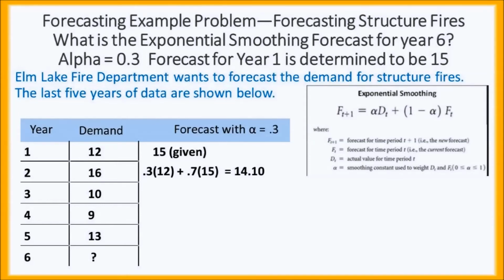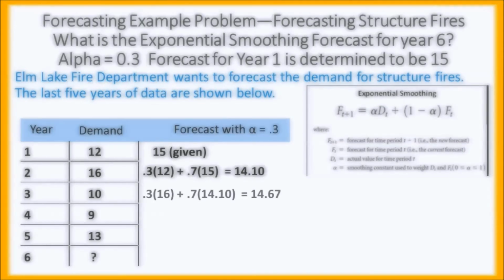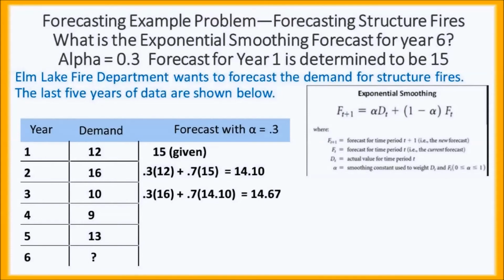So now we move to year 2. Our current year is year 2. The current demand is 16, and the forecast for our current year is 14.1. We put those numbers into the equation, so 0.3 alpha times our current demand, 16, plus 1 minus alpha, 0.7, multiplied by our current year forecast, 14.1, gives us our next year's forecast, or the forecast for year 3. So now the forecast for year 3 is 14.67, and once again, just like all forecasts, this forecast is wrong. Our actual demand is 10.